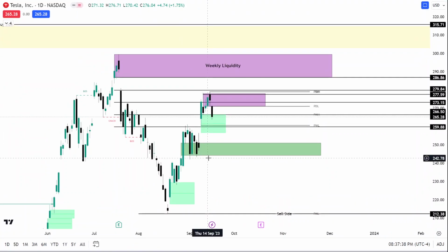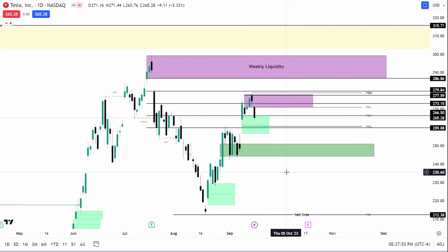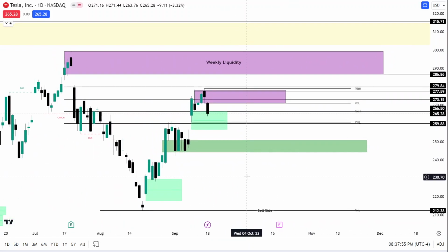This is Rustic. We're going to take a look at Tesla's daily chart and see how we did on our predictions from yesterday's video. So let's go ahead and dive right into it. It's going to be kind of a short video today. I got some other stuff going on, so we're going to make it quick and sweet to the point. So let's start off with the chart that we used from yesterday's video.